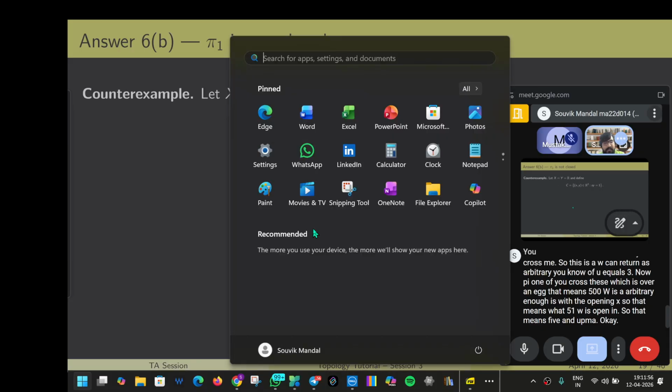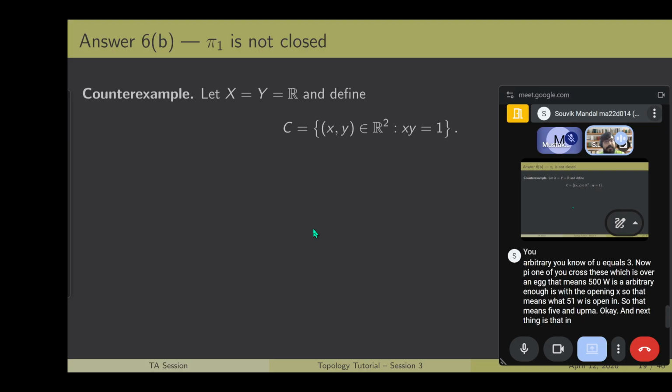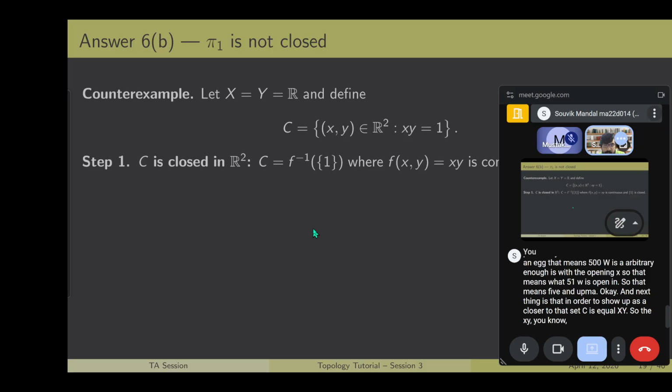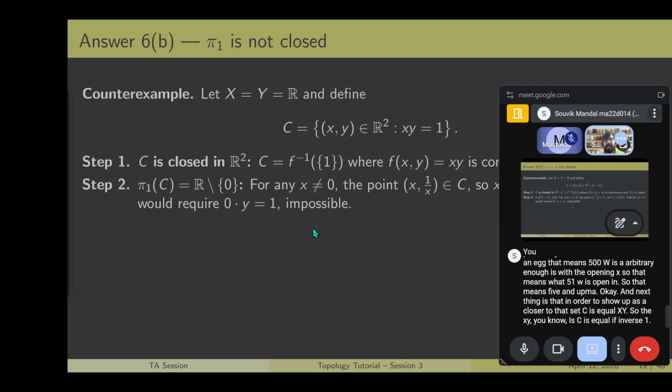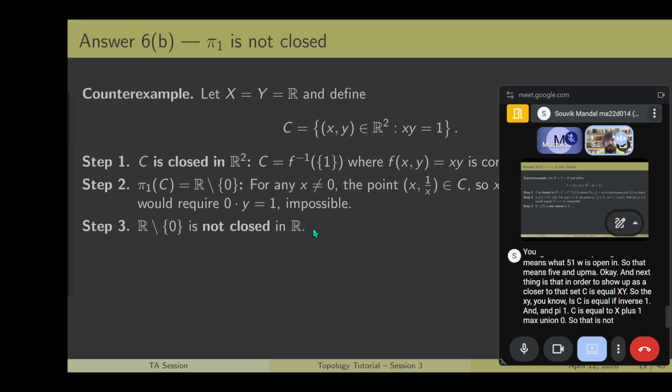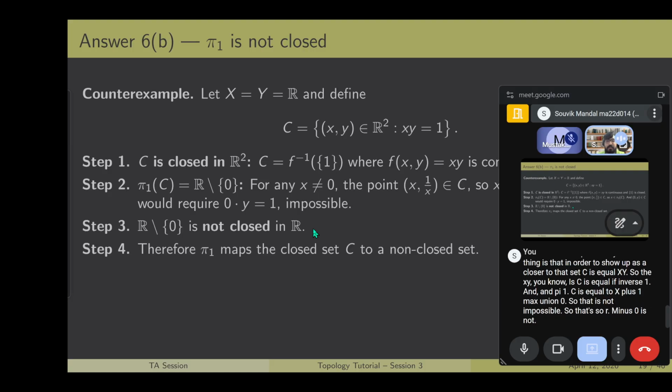And the next thing is that in order to show that π1 is not closed, choose the set C equal to {(x, y) such that xy = 1}, where x, y belong to R. C is closed, and π1(C) is equal to R minus {0}. So that is not closed. So R minus 0 is not closed in R. That's what the full argument is.